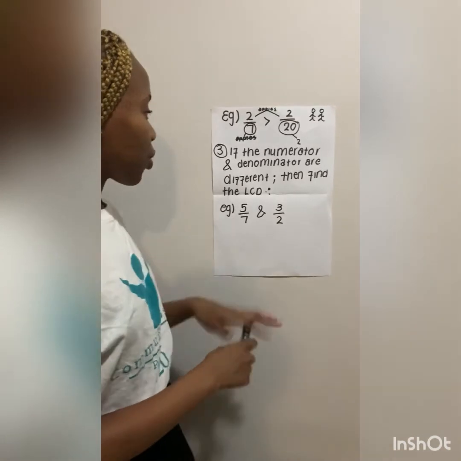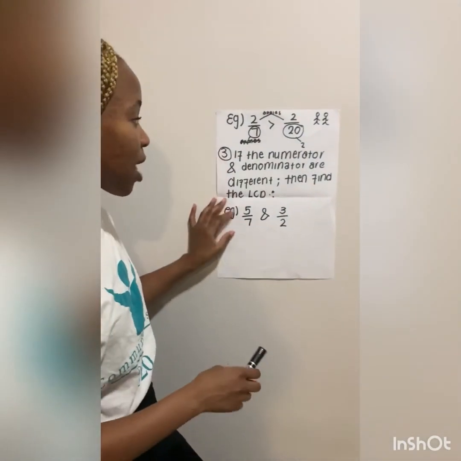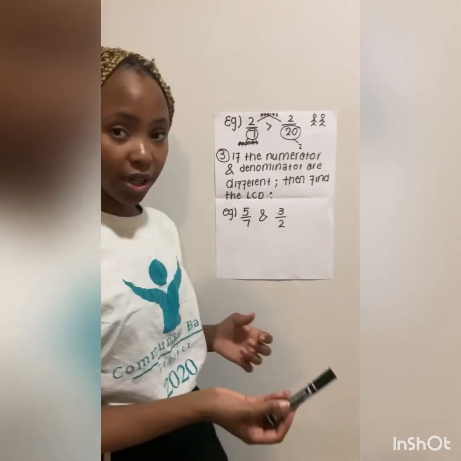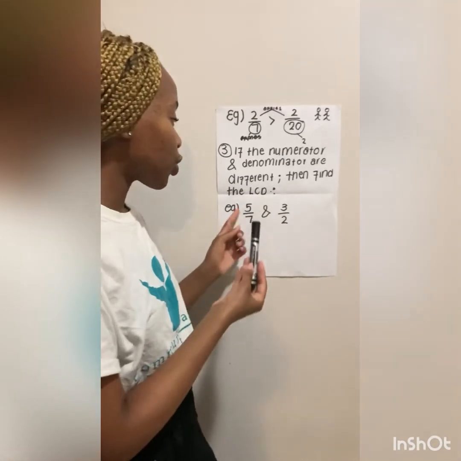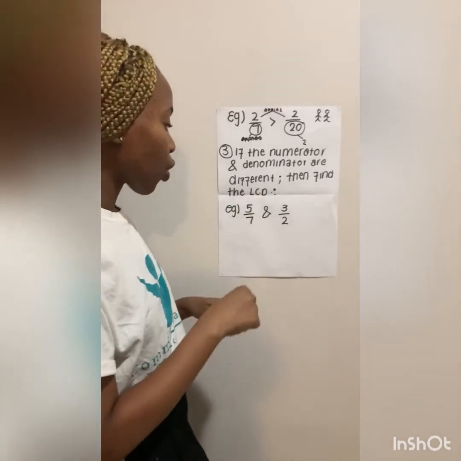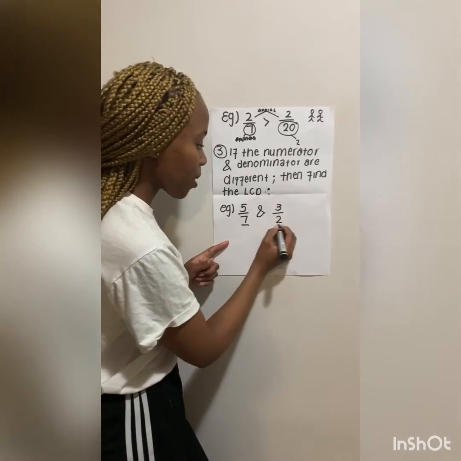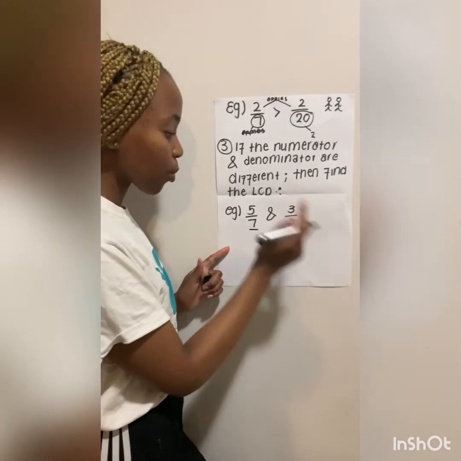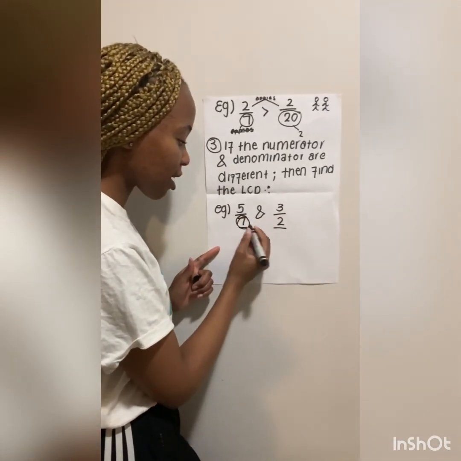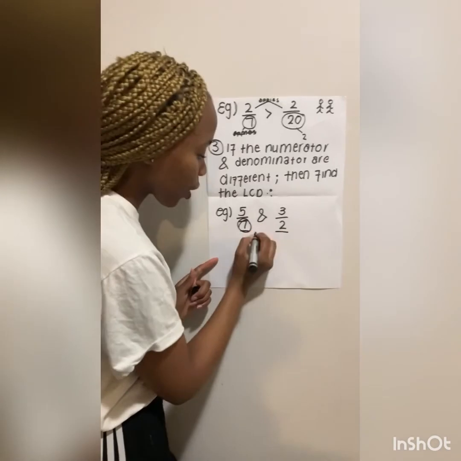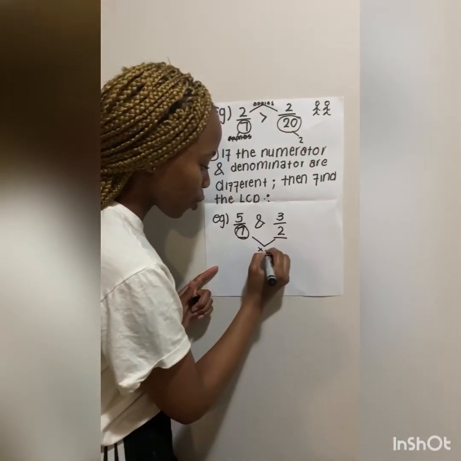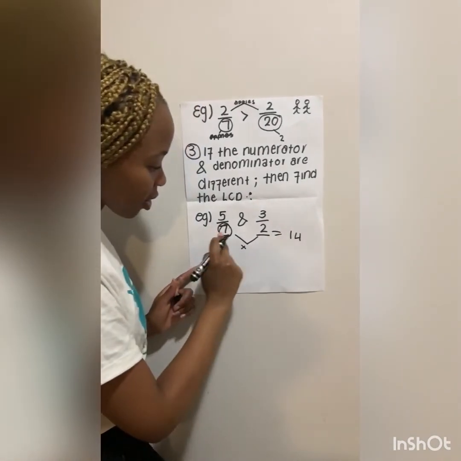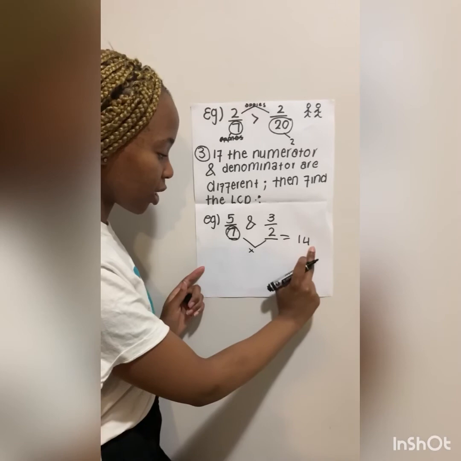Okay, and then we go to our very last point, and it says that if the numerator and the denominator are different, then we find the lowest common denominator. So, for example, we have 5 over 7 and we have 3 over 2. So what are we going to do? Because 7 is a prime number, we're going to multiply the 2 to get 14. Because 7 times 2 equals 14.